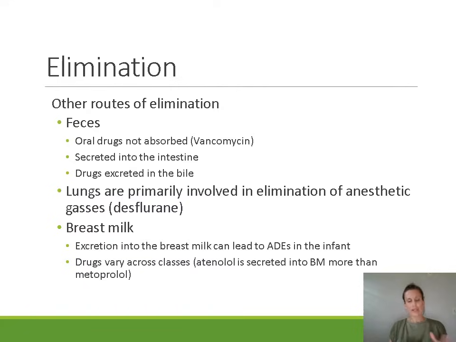So total clearance from the body is the result of all metabolism and all elimination that's occurring. We talked about metabolism in the liver, and then there's excretion by the kidneys, right? And those two are the most important, metabolism in the liver and excretion by the kidneys. But there are other ways that we can eliminate drugs from the body.